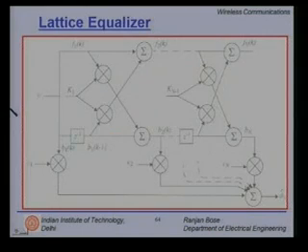Now, let us look at another implementation in terms of structure for a linear equalizer. We will call it the lattice equalizer. There is a lot of information on this slide. Let us try to understand what is going on. Here you can see y, the input. Now, this input has been judiciously divided into two branches.